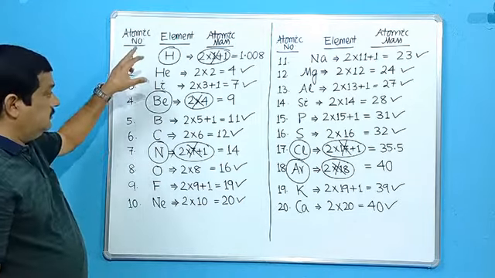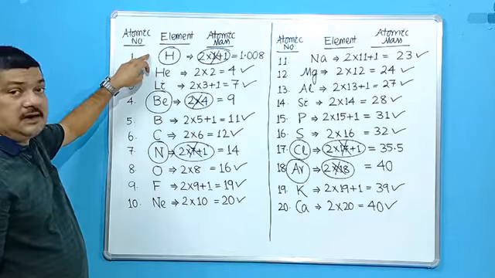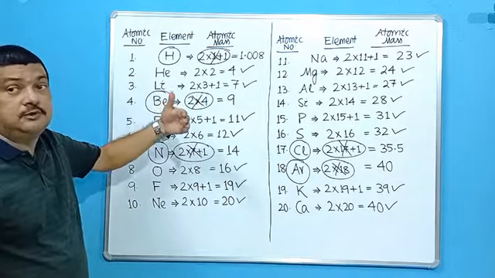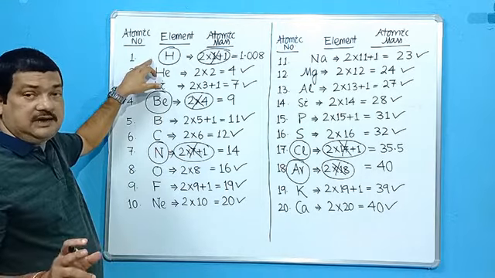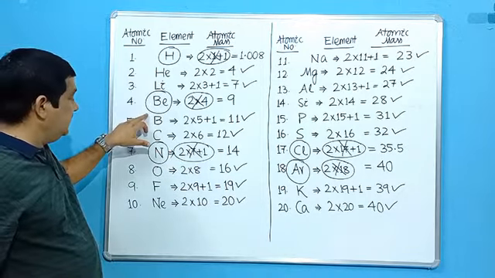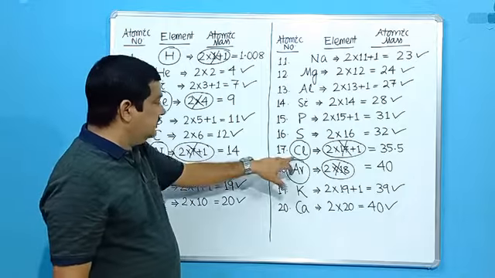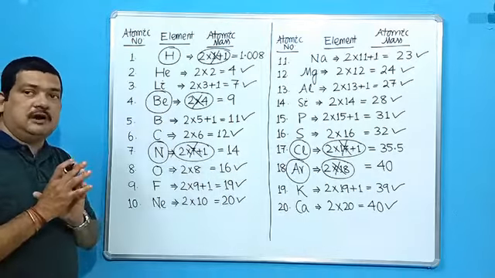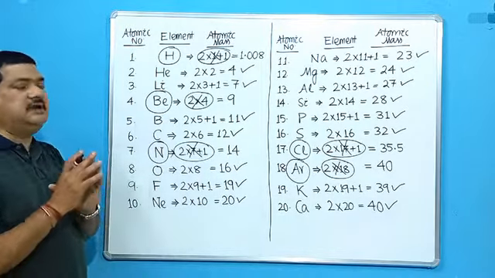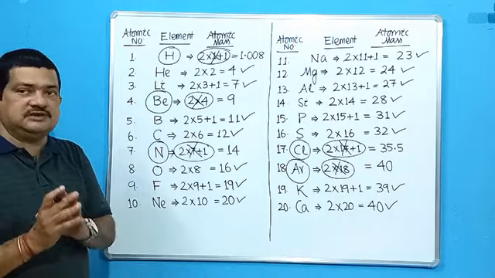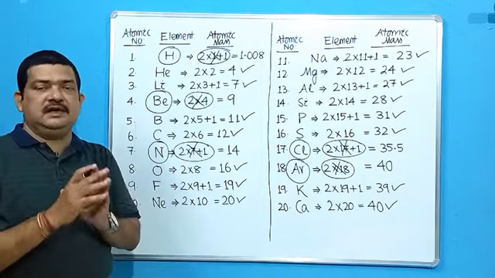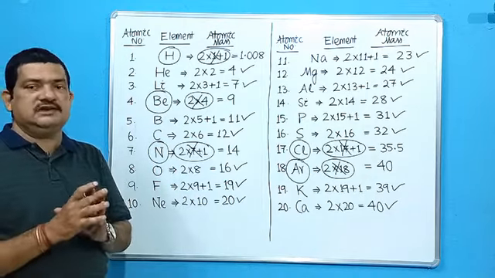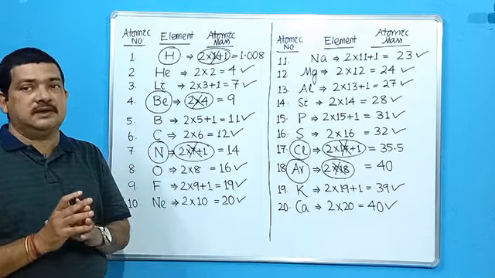So look, which ones I have rounded off, which do not fit the formula. I have told you again: hydrogen, beryllium, nitrogen, chlorine and argon. So simply remember only these 5, their atomic masses. For the remaining, if you remember the formula, when Z is even, atomic mass will be 2 into Z. When Z is odd, atomic mass will be 2 into Z plus 1.